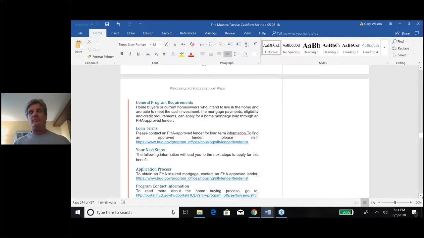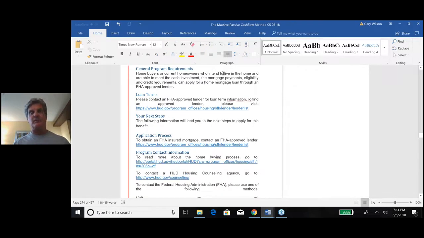So in any case, fundamentally speaking, it was originally designed for people who intend to live in the home they're purchasing, okay? And they have some money. Well, here it is right here. Home buyers or current homeowners who intend to live in the home, able to meet cash investment, mortgage payments, eligibility, and credit requirements, all right?